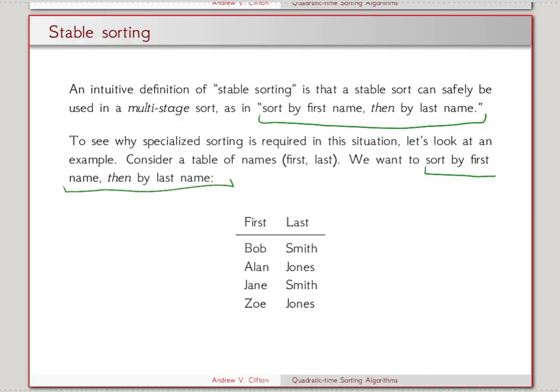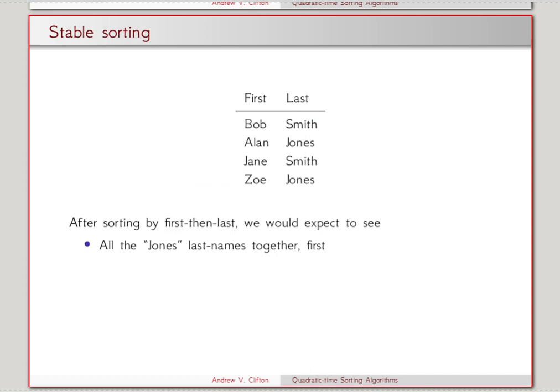So my names are Bob Smith, Alan Jones, Jane Smith, and Zoe Jones. I'm going to sort by first name, then by last name. After sorting by first then last, what you would expect to see is, since there are 2 Joneses and 2 Smiths, all the Joneses should come first, because J is less than S. And then all the Smiths should come together at the end.